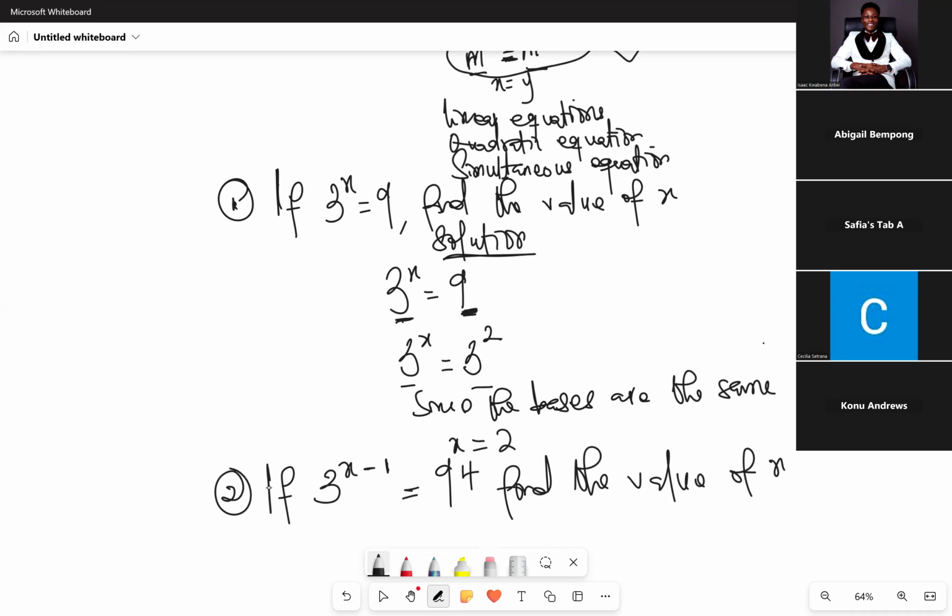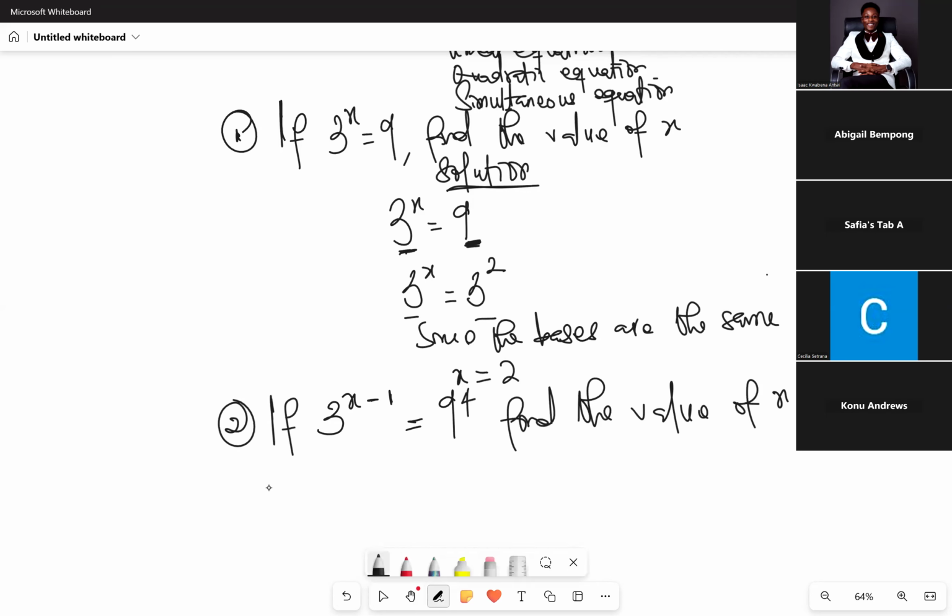So you see, it's an exponential equation, because every term here has a power. 3 has a power, x minus 1. 9 also has a power, so it's exponential. Then equation because it has an equal sign. All right. So now, what do we do?